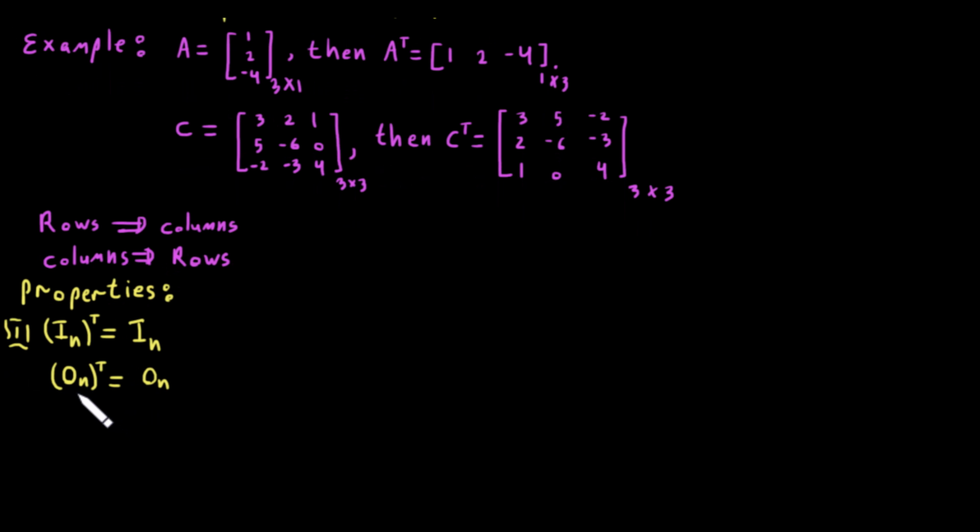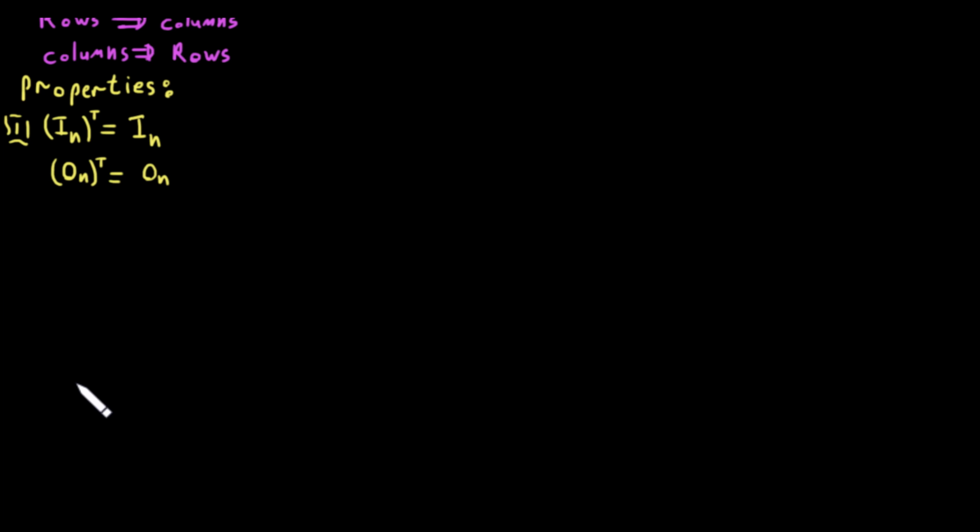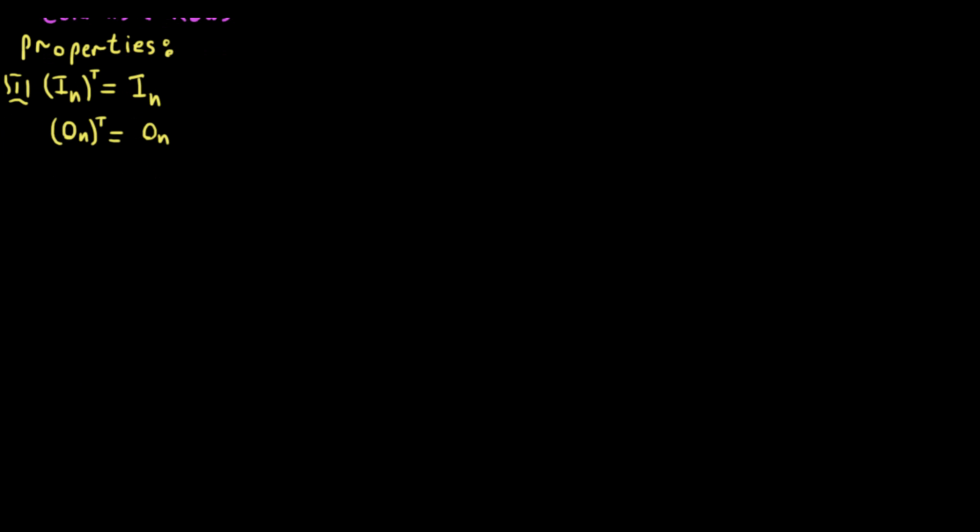Now let's give you an example. First, let's go down a little bit. For example, let identity with size 3 by 3. If I want to take the transpose, I will write it here: 1 0 0, 0 1 0, 0 0 1.